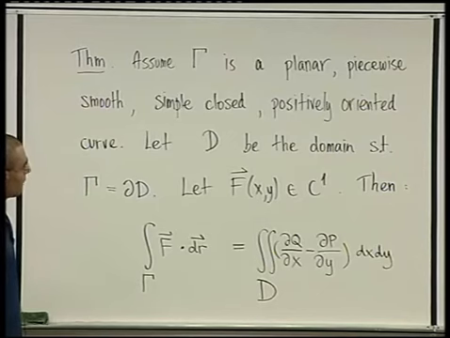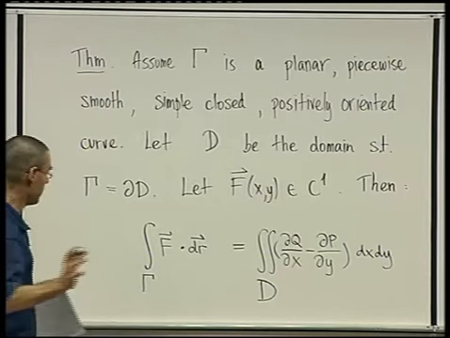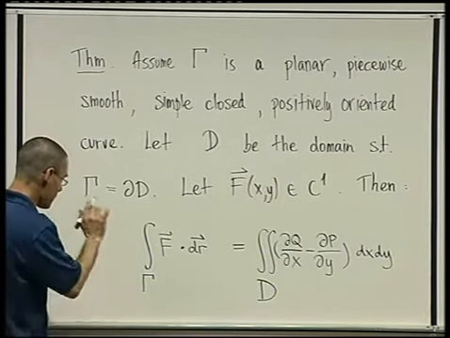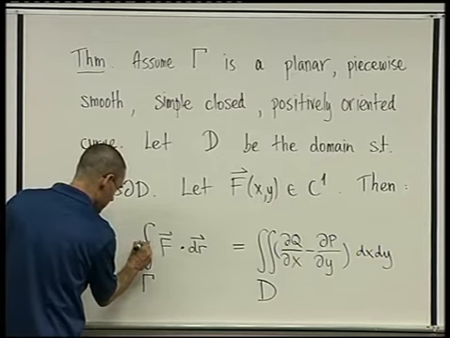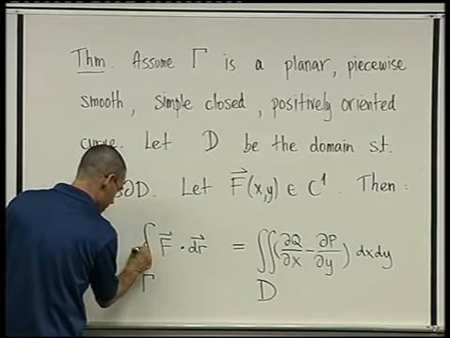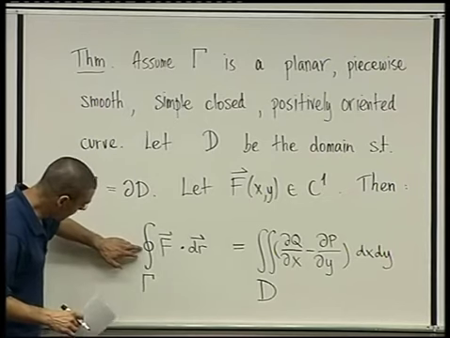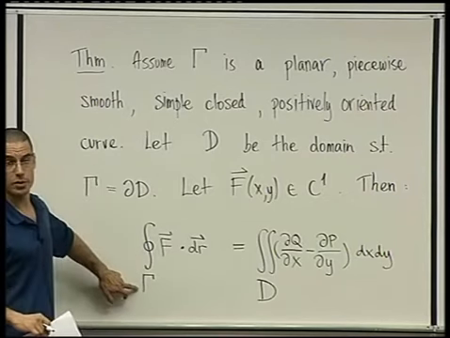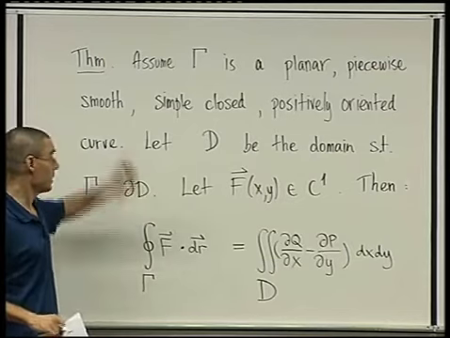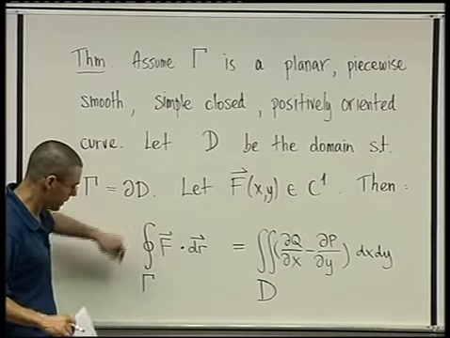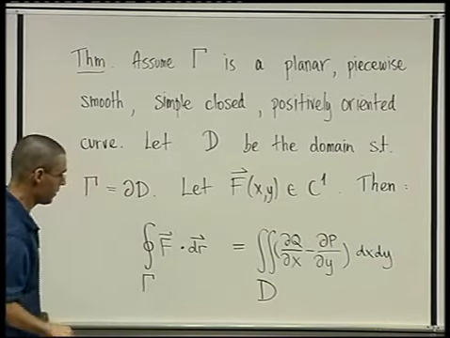Okay, so let's figure out what just happened. The first thing I want to add is that sometimes you'll see a little circle sitting on the integral sign. This is just a way of indicating that gamma is a closed curve. I'm going to explain what closed is in a minute, but this is just part of the symbol.